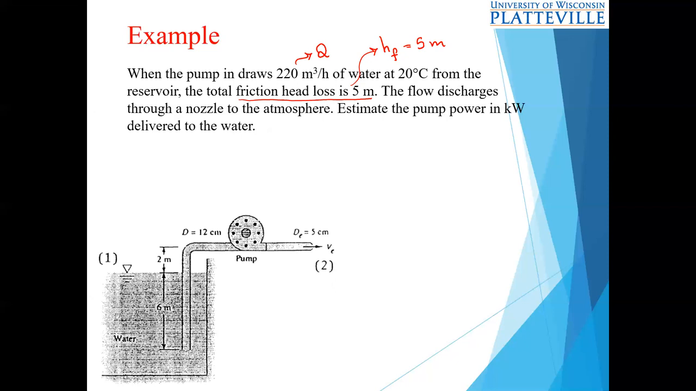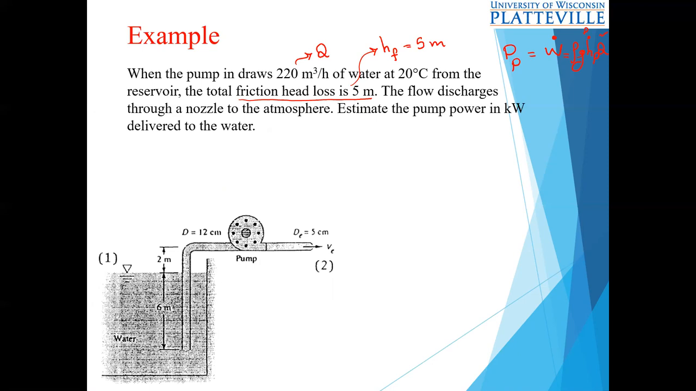Estimate the power for the pump in kilowatts delivered to the water. So what we need to find is the power for the pump. In your textbook, sometimes it's given with W dot. The equation that we just learned is rho g hp Q. Q is already given. Rho and g, we know the temperature, so we can find the density and gravity. The only thing that we don't know is the head for the pump.